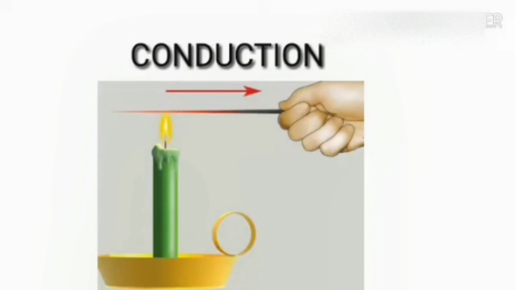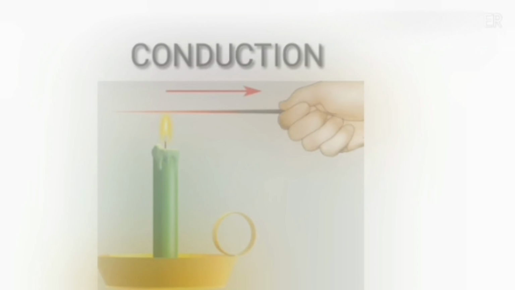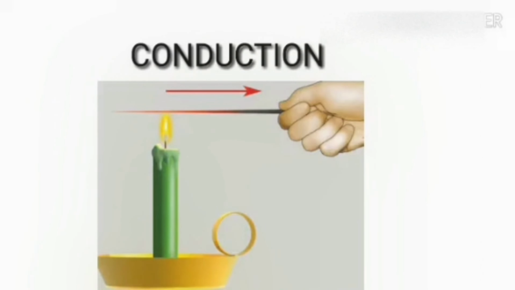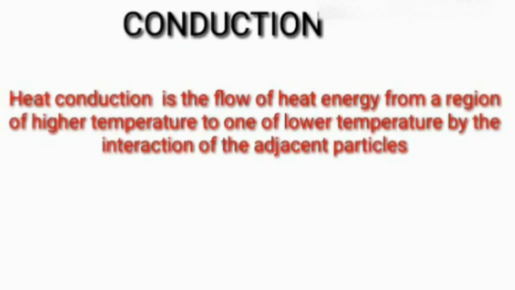After some time you can feel hot at your fingers, even if the end you are holding is away from the fire. It is because heat is transferred from one end of the conductor to the other end, due to the motion of the particles. This way of heat transfer that occurs in a conductor is known as conduction. So we can define conduction as flow of heat energy from a region of high temperature to other regions with low temperature by the interaction of particles.